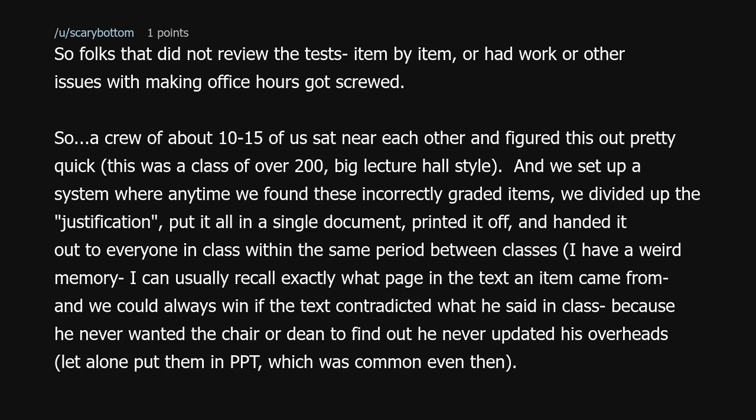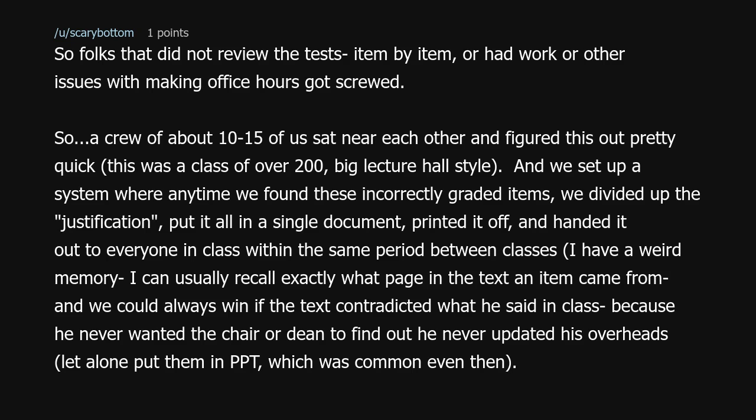So folks that did not review the tests item by item, or had work or other issues with making office hours, got screwed. So, a crew of about 10 to 15 of us sat near each other and figured this out pretty quick. This was a class of over 200, big lecture hall style. And we set up a system where anytime we found these incorrectly graded items, we divided up the justification, put it all in a single document, printed it off, and handed it out to everyone in class within the same period between classes.